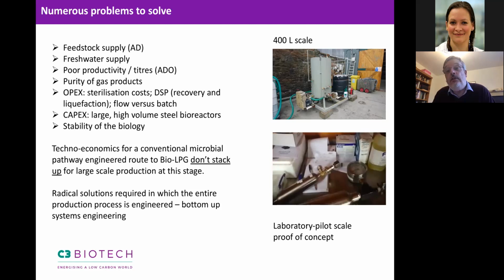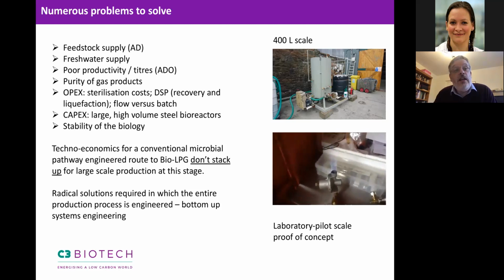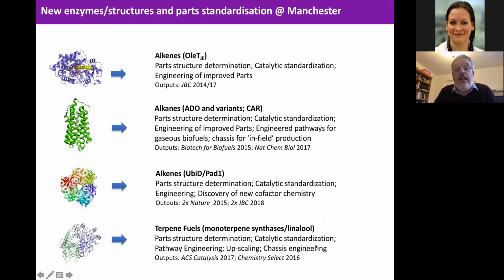There are challenges here. Clearly, this is not a system that we would want to scale at this stage because of the low titers produced, the cost of setting up sterile fermentations with E. coli, and many of the engineering challenges that we set out. And in the end, we have decided that, in fact, ADO is probably not the ideal enzyme to be supporting short-chain alkane production in microbial cell factories.